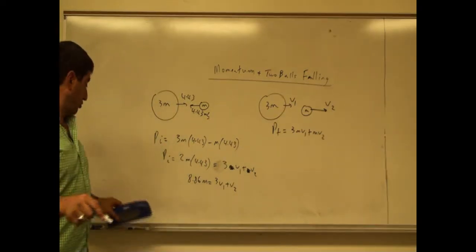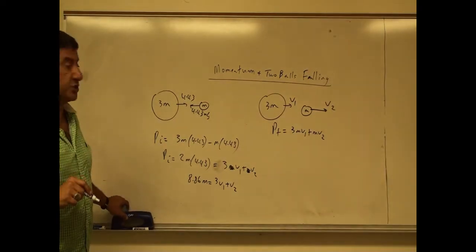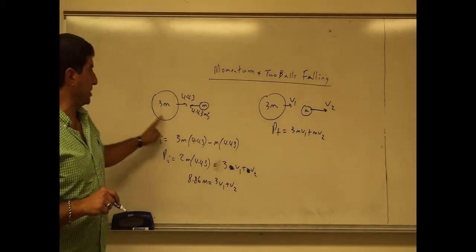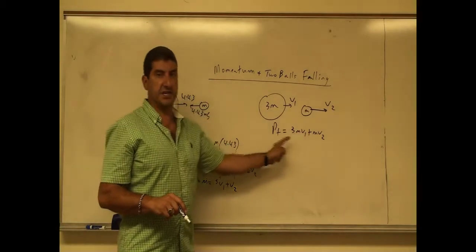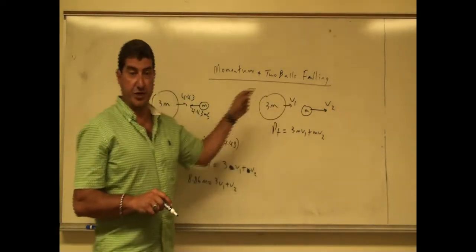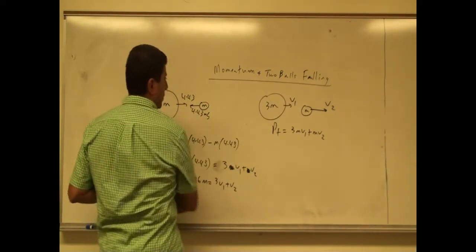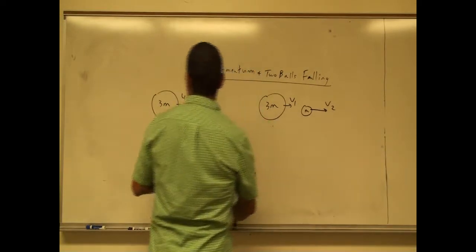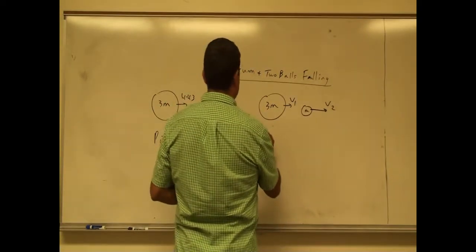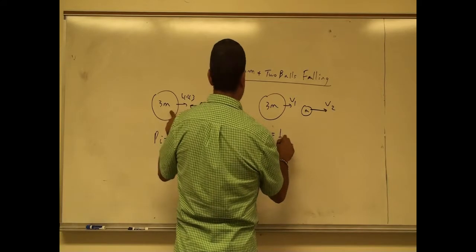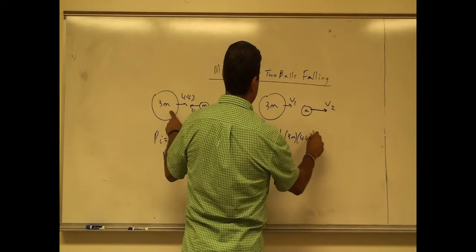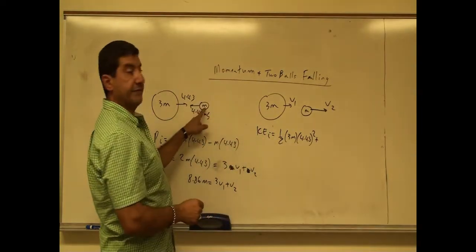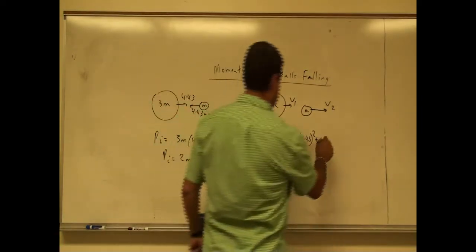Now we're going to impose kinetic energy conservation. The initial kinetic energy of the system right before the collision is equal to the final kinetic energy of the system right after the collision. So what will that equal? The initial kinetic energy is equal to 1/2 times 3m times 4.43 squared plus 1/2 times m times 4.43 squared.